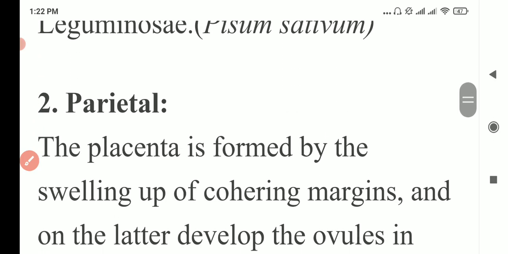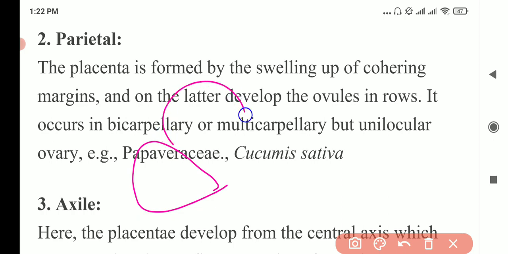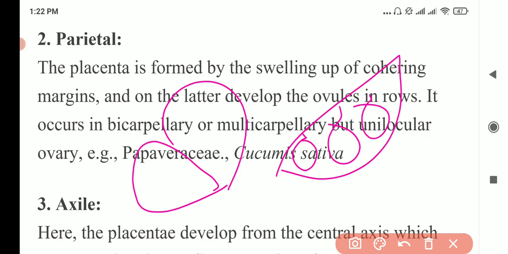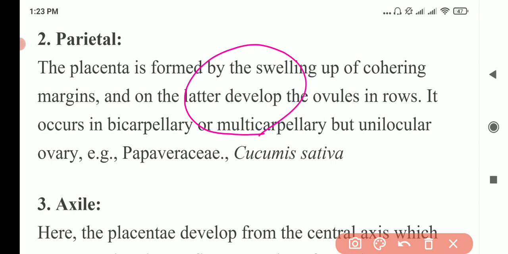Then next is your parietal placentation. Here the placenta is formed by the swelling up of cohering margins. It means when these margins that are nearby to each other swell up, on the latter they develop the ovules in a row. Let's say you imagine your pea pod like this. It swells up, and there is another one here, like this. They are swelling up and they appear like this, parietal.